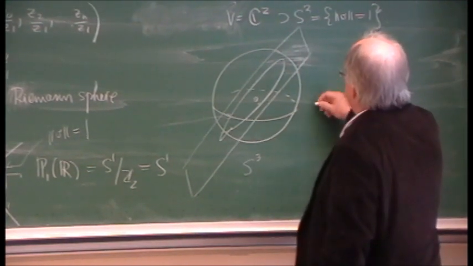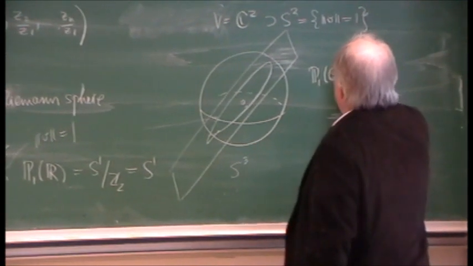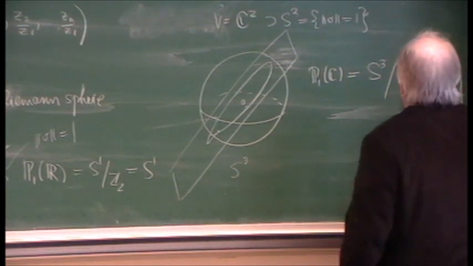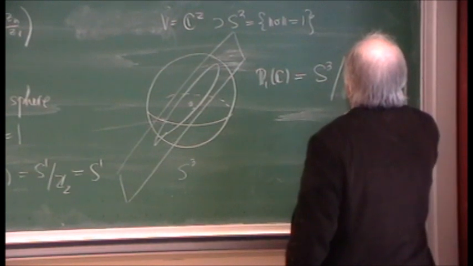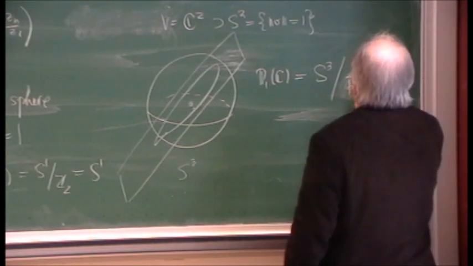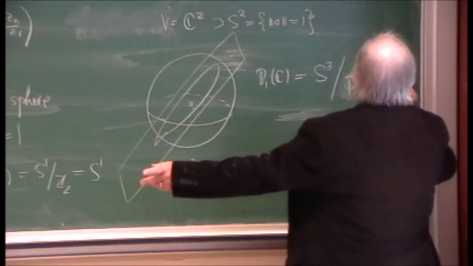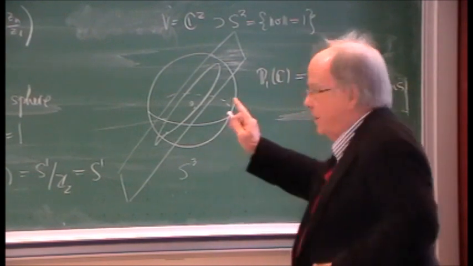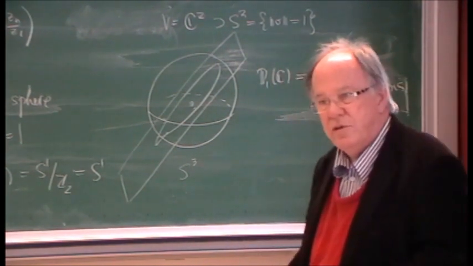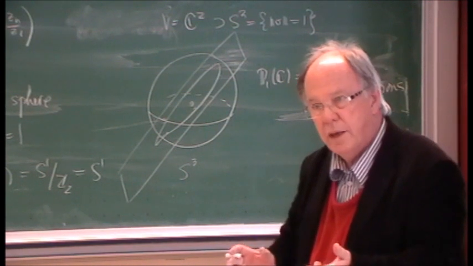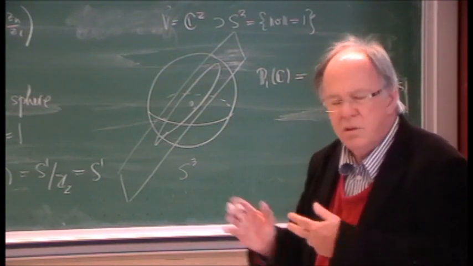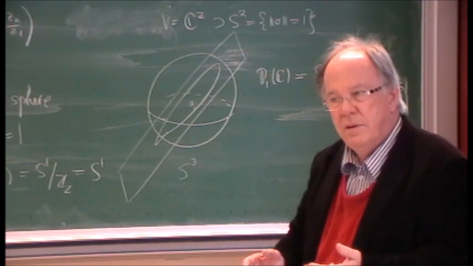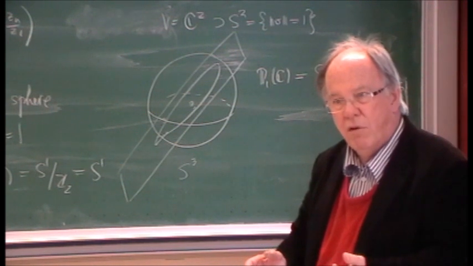So actually the projective space is the unit sphere modulo the circle action, the S1 action of rotations. And somebody asked a question: is it S3 or S2? It's S3. I'm glad we're going through this discussion. You need to build your intuition. I put it into C2. In C2, the unit sphere is three-dimensional, because it's R4.